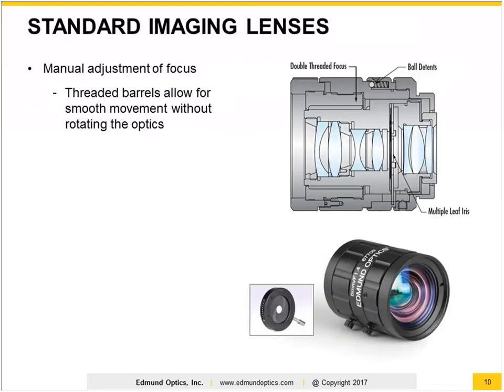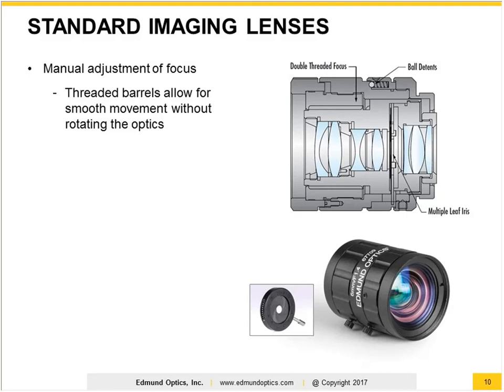But what I want to do is baseline us with what standard products are available on the market today and give you an idea of what's going on inside the optics right now for something you would buy off the shelf, and talk through some of the issues that would lead us to wanting to ruggedize a product. Most of the imaging lenses on the market today look like the one in the upper right-hand part of the image here. It has a manual focus adjustment and a manual iris adjustment.